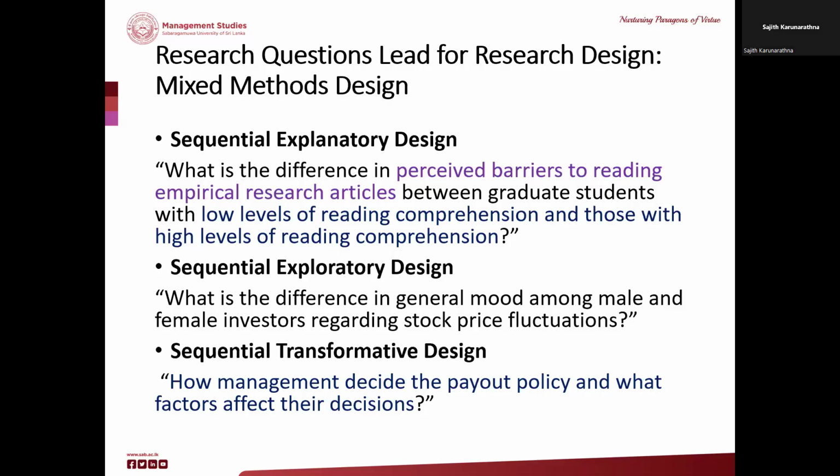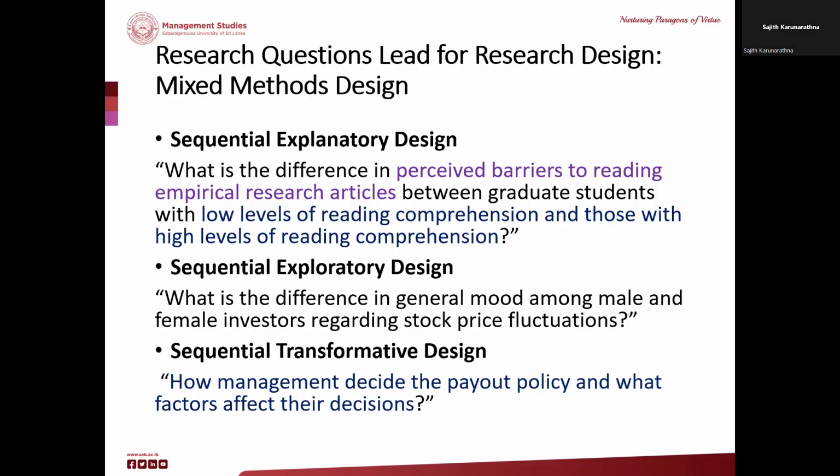So first, you need to basically conduct a research in order to understand the low level of reading comprehension, students with low level of reading comprehension and students with high level of reading comprehension. You can have a quantitative test for that. So then you will have the two different groups. Then you have to see the perceived barriers to reading empirical research articles for them.